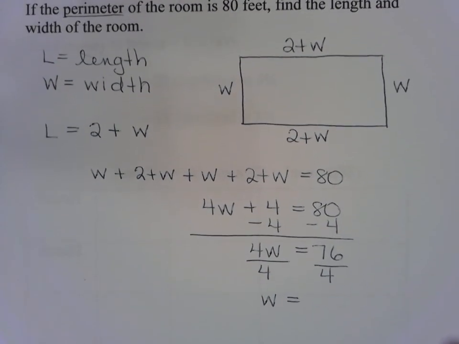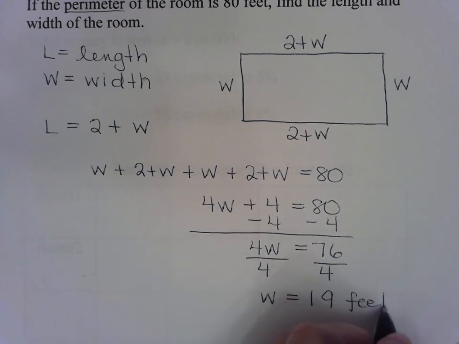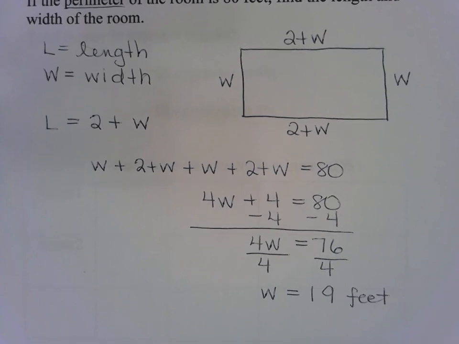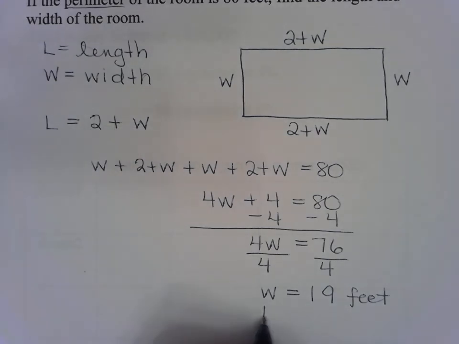And again, you could pull out your calculator. I'm going to try to do it in my head because I didn't bring my calculator over here. 4 goes into 7, 1 time, 36 divided by 4 is 9. So 19 feet for the width. And we really are asked for both the length and the width. So remember the length is 2 plus W. So 2 plus 19 means the length must be 21 feet.